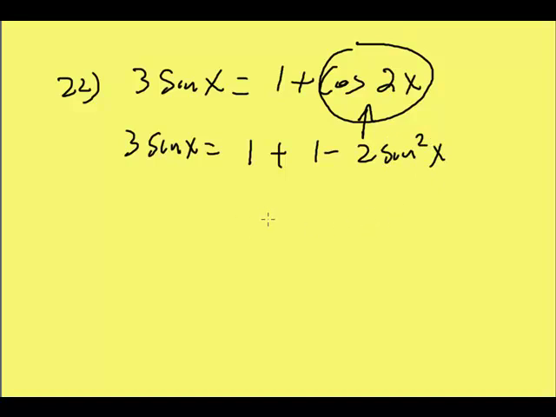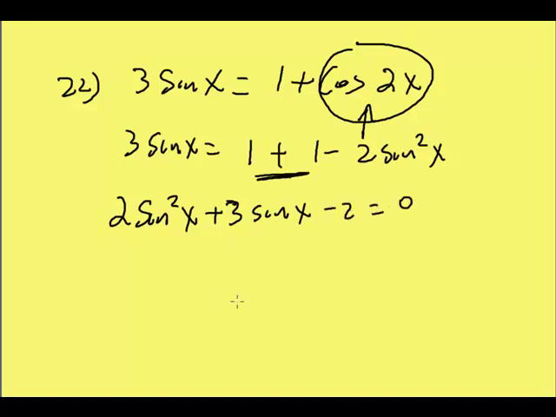So let's clean this up a little bit. Let's take everything to the left. So I get a 2 sine squared x, plus 3 sine of x, and that 1 plus 1 is 2. Move it over, I get negative 2 is equal to 0.